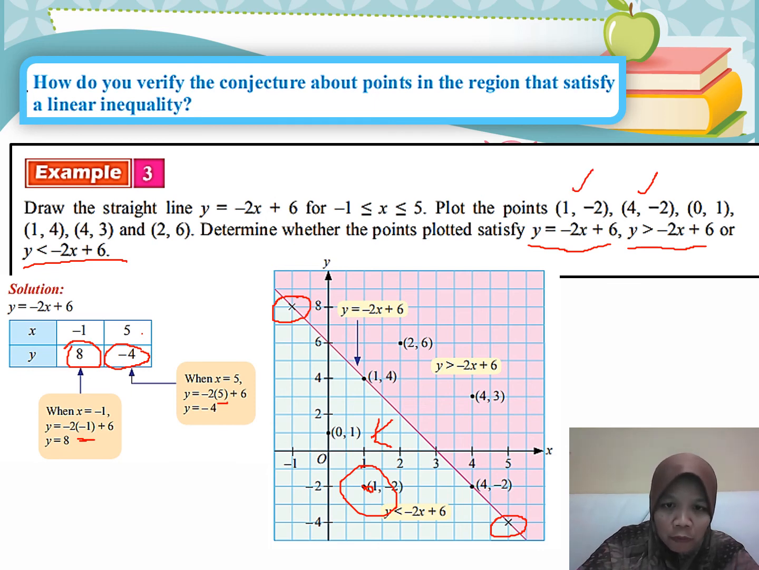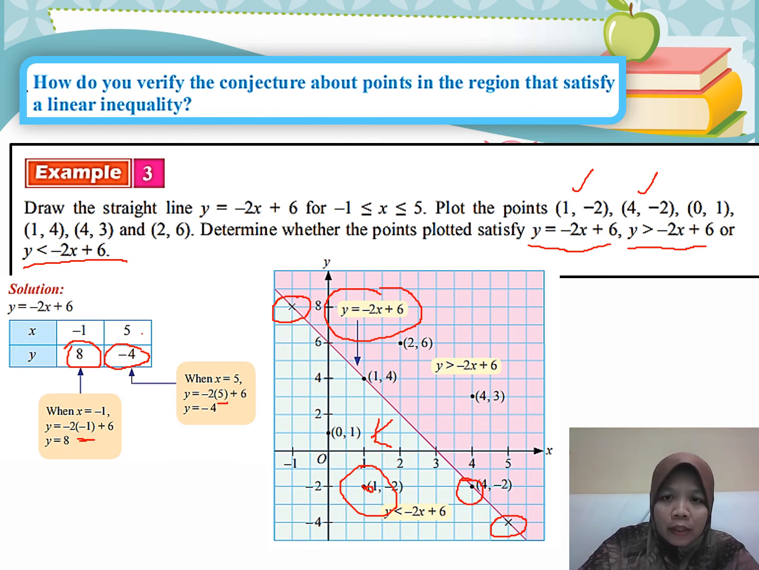Where is the point? The x coordinate is 4, the y coordinate is negative 2. So this is the point. This point lies on the line y equal to negative 2x plus 6, so we know that this point satisfies the equation y equal to negative 2x plus 6 because this point lies on the line.